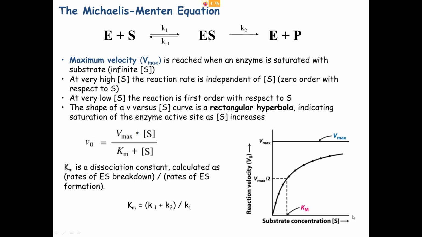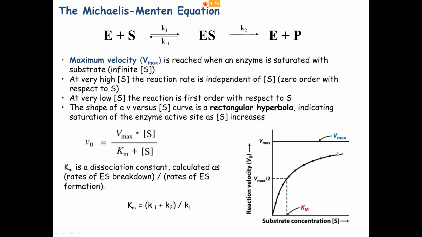And as I add more substrate, the best this can do is reach the asymptote of Vmax. Right? You can't go faster than that. So no matter how much substrate I add, it can never go completely infinitely fast. And so I get this shape.